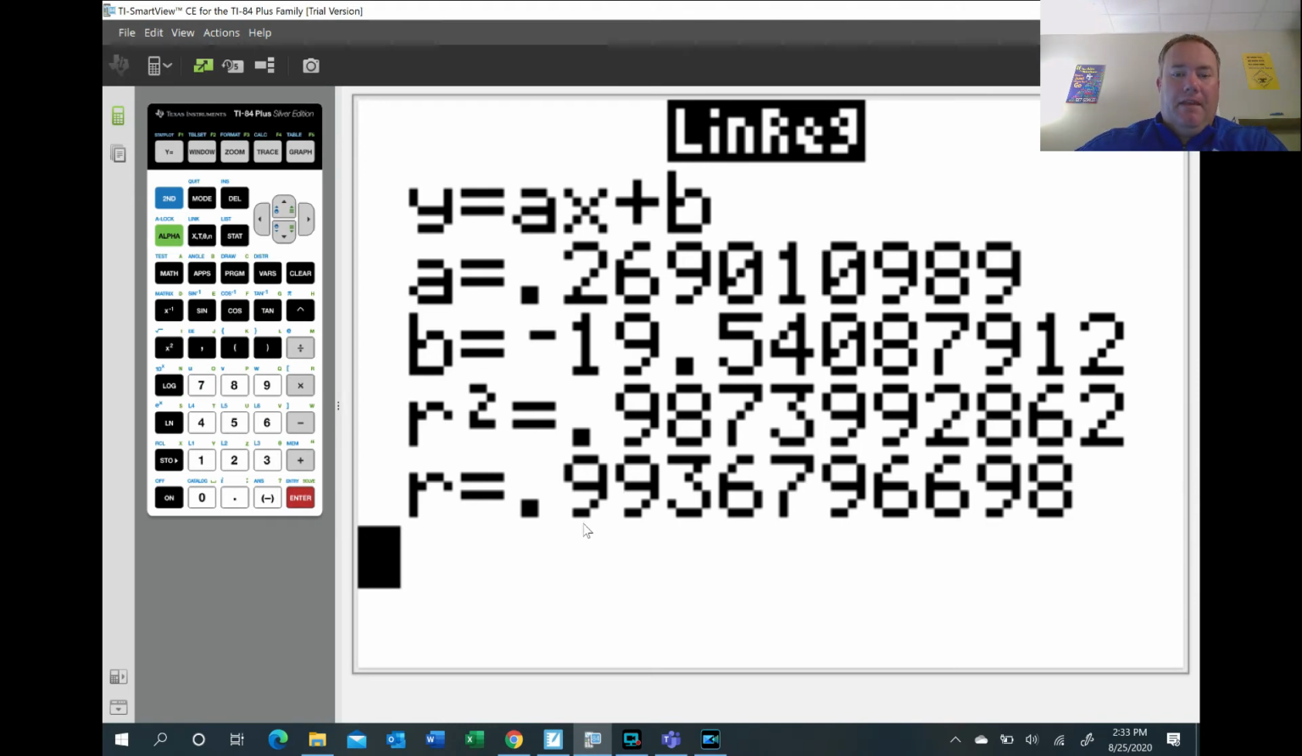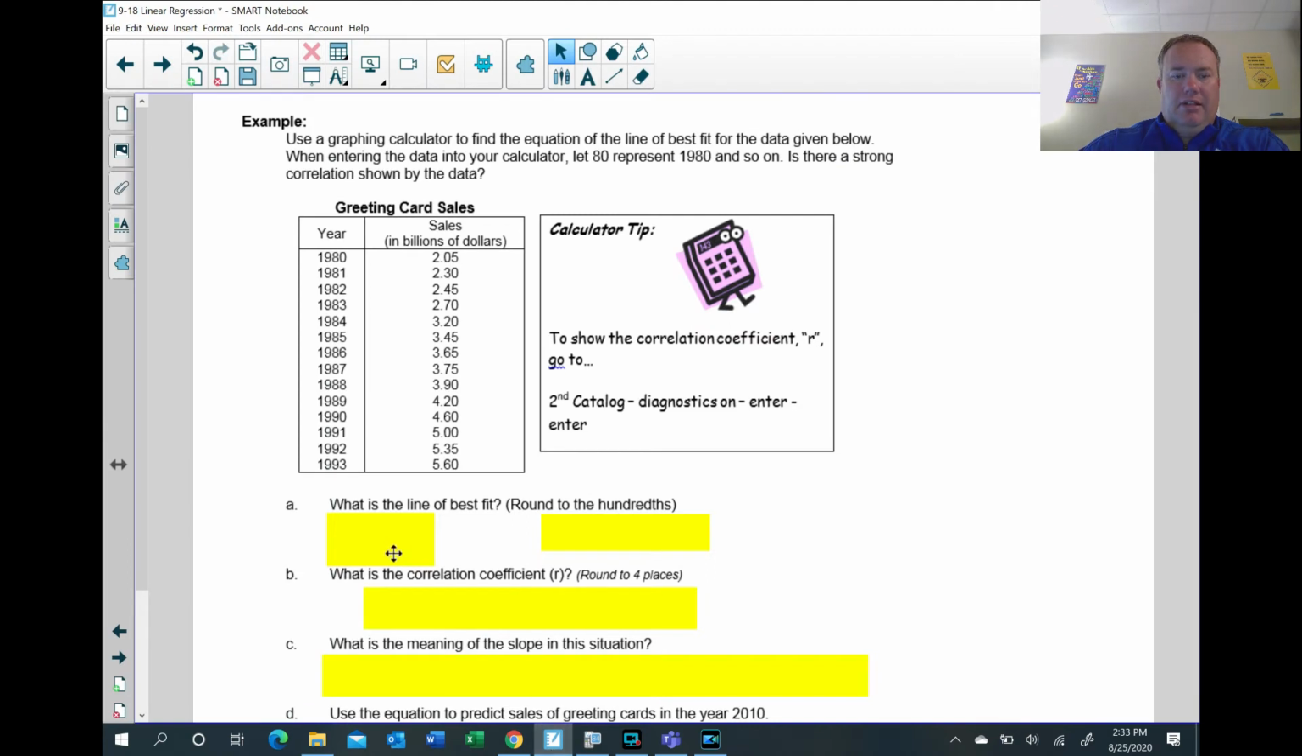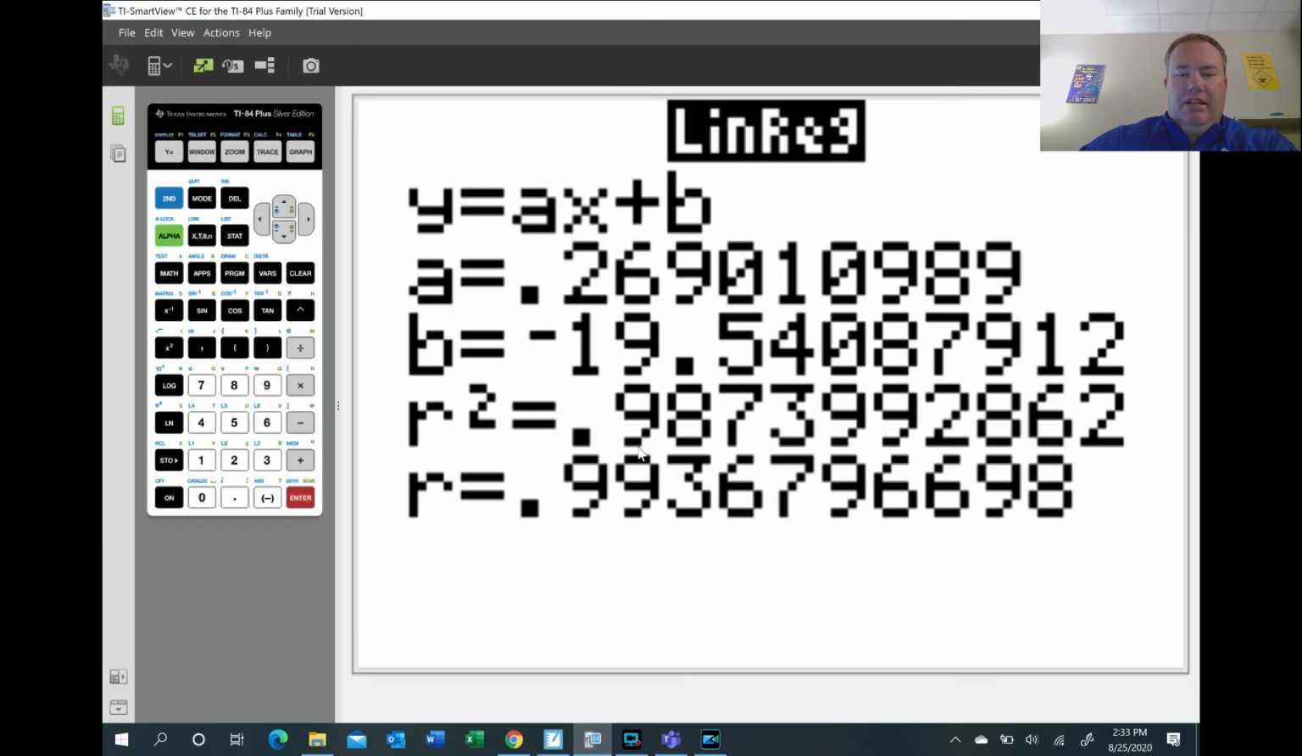Okay, it just means that it's a very accurate line. So take that information, the 0.27, and I'm going to write 0.27, and then negative 19.54. So there's my slope and there's my y-intercept. Now I'm going to use 0.27x minus 19.54. What was the correlation coefficient? Well, you found that, it's right here.